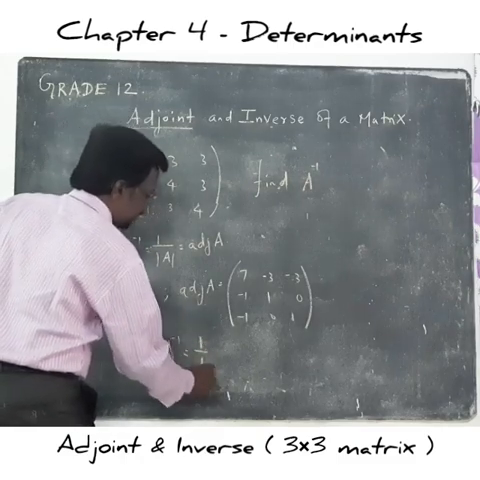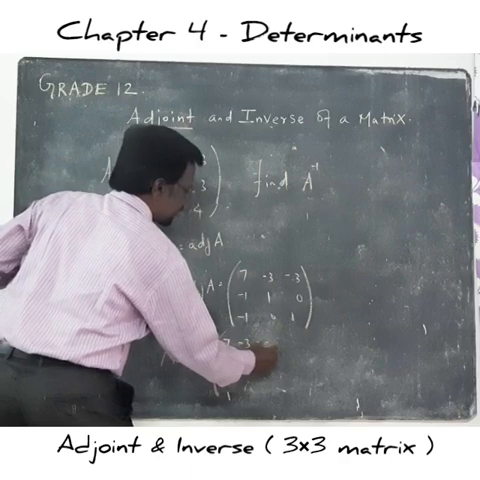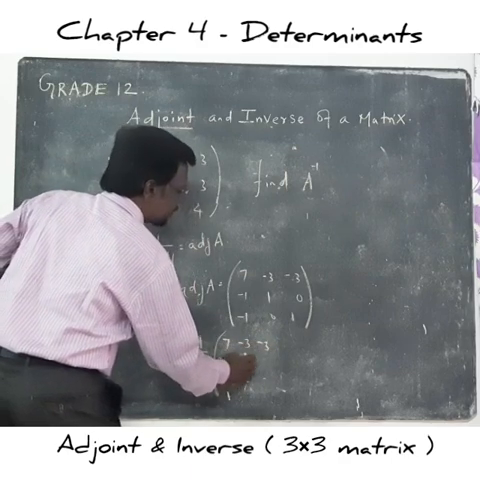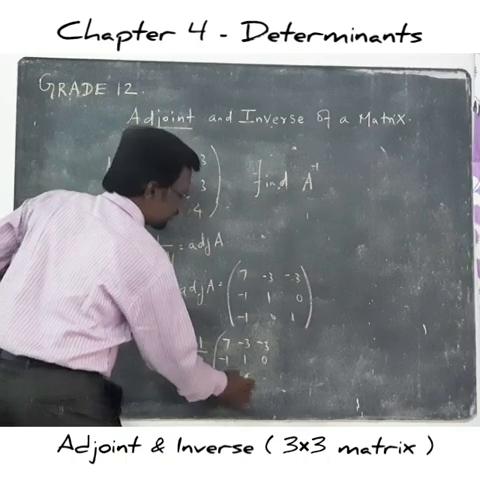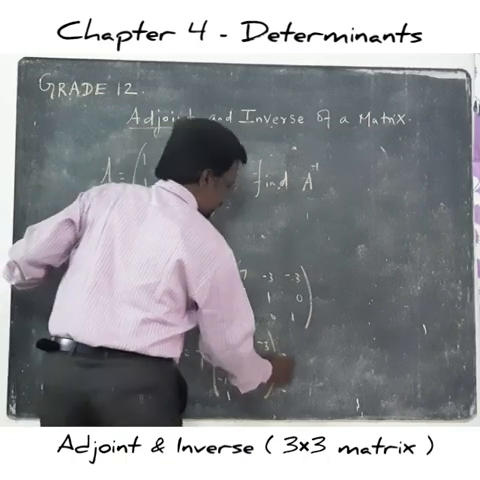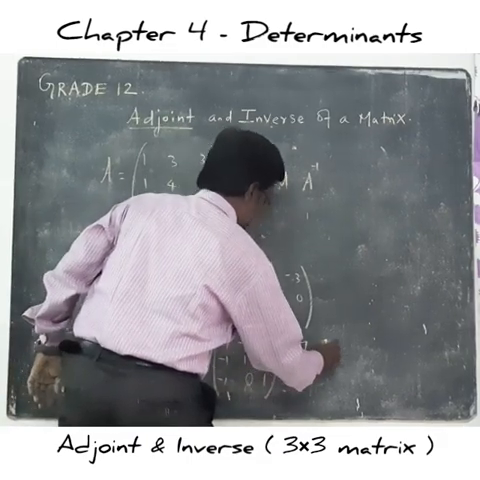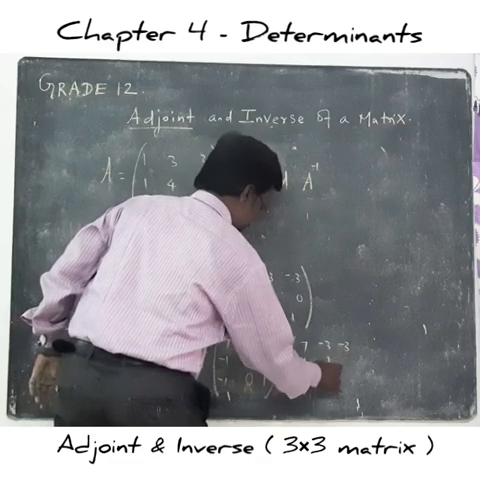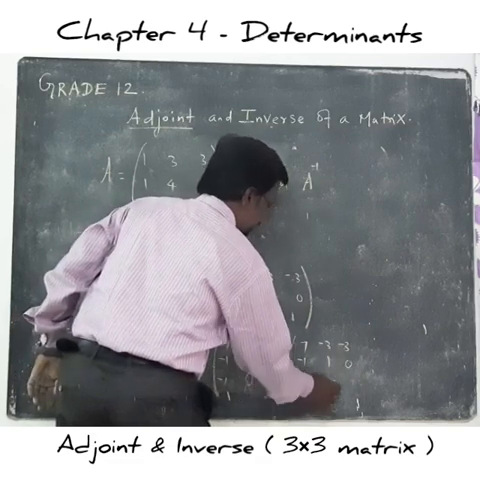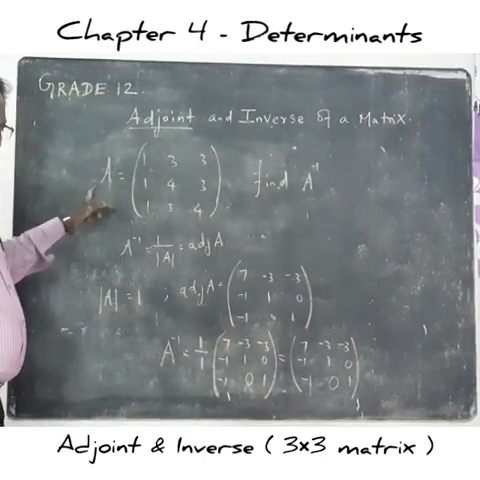1 by 1 into 7, minus 3, minus 3; minus 1, 1, 0; minus 1, 0, 1. So it is nothing but 1 by 1 is 1. Therefore 7, minus 3, minus 3; minus 1, 1, 0; minus 1, 0, 1. So this is A inverse for this matrix.